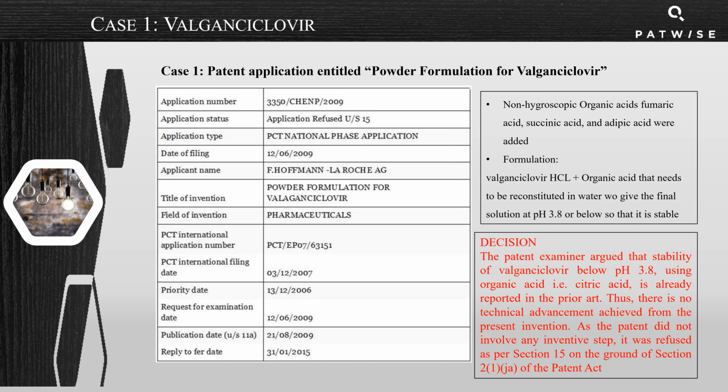The decision of the patent examiner. The patent examiner argued that stability of valganciclovir below pH 3.8 using organic acid such as citric acid is already reported in the prior art via a publication. Thus, there is no technical advancement achieved from the present invention. As the patent did not involve any inventive step, it was refused as per section 15 on the ground of section 2(1)(ja) of the Indian Patents Act 1970.